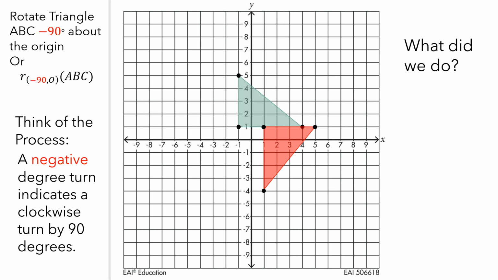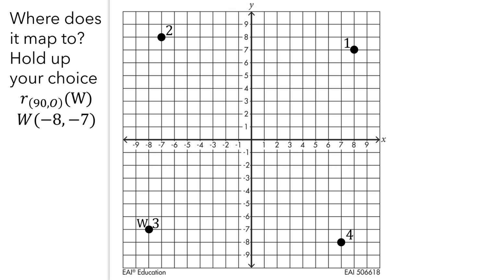So what did we do? For -90 degrees, also known as +270 degrees, we again swapped the two numbers, y and x, and took the opposite of the second one this time. Give it a pause and try to figure this one out. Where do you think this will go? We're rotating 90 degrees about the origin, and we're looking at W. It could end up in quadrant 1, 2, 3, or 4. The point we're looking at is -8, 7.